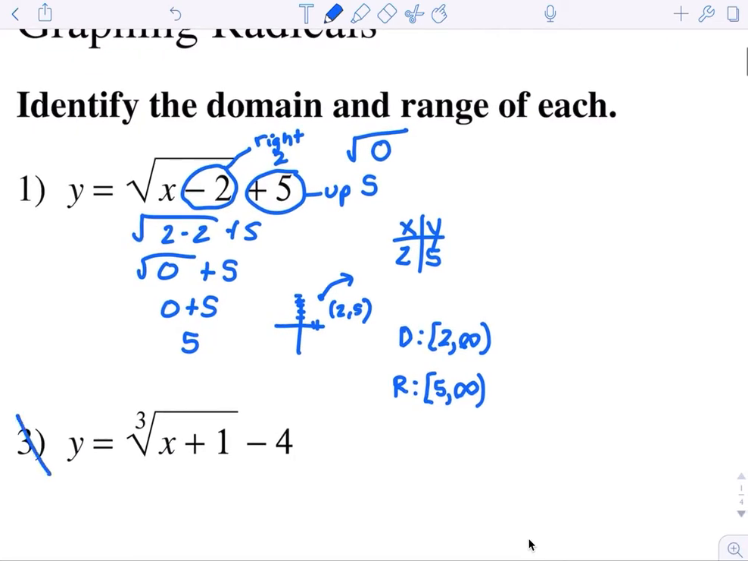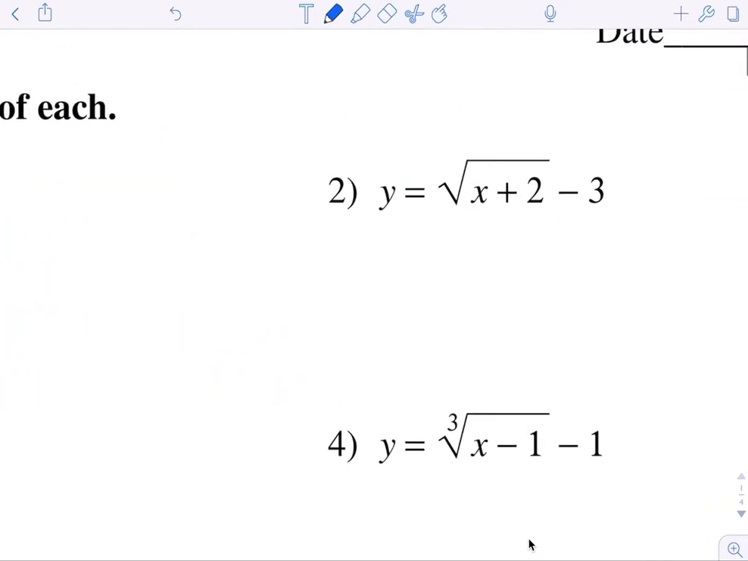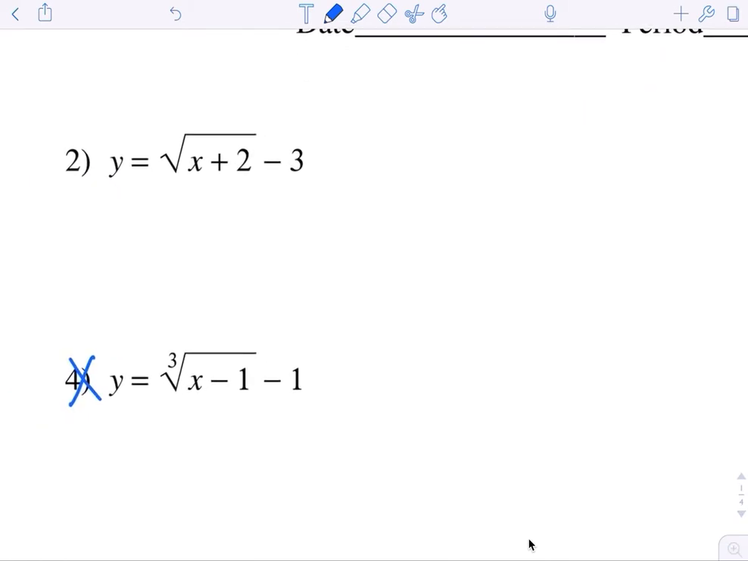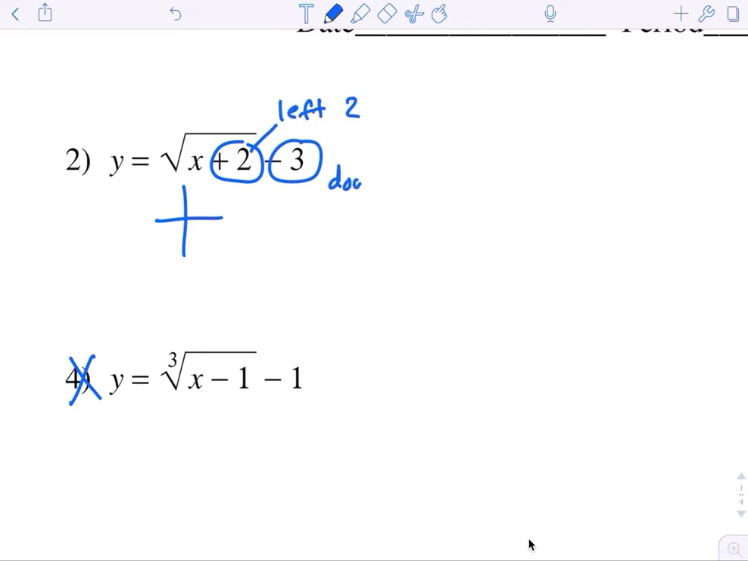Don't do 3 because I told you guys that's not part of your homework. Number 2. Alright, so again, let's find the starting point. Well, I'll just do vice versa. Well, you know this goes left 2, and you know this goes down 3. So you know your graph is going to go left 2 and down 3. So it's going to start there, and you know it's from the parent function. So the parent function looks something like that, right? So that makes it a lot easier.